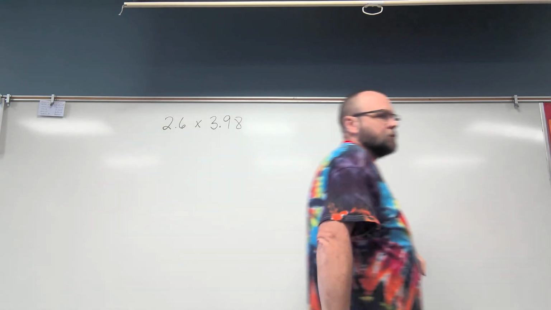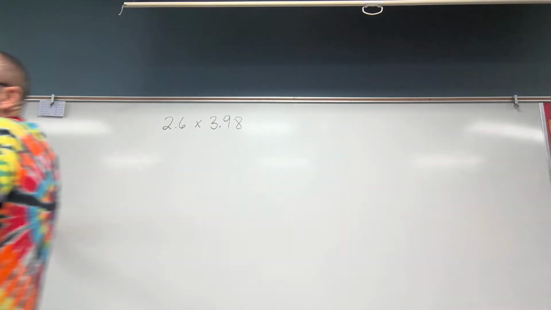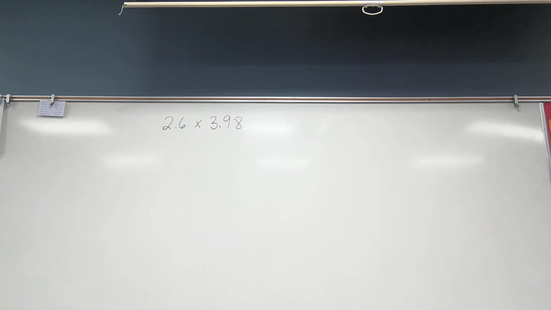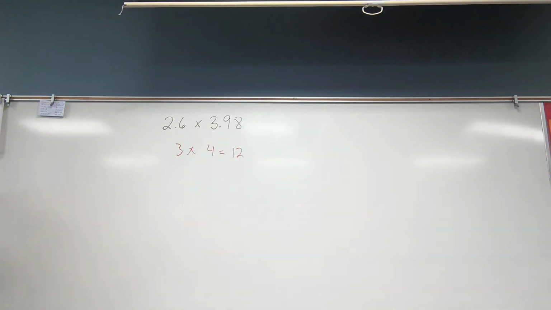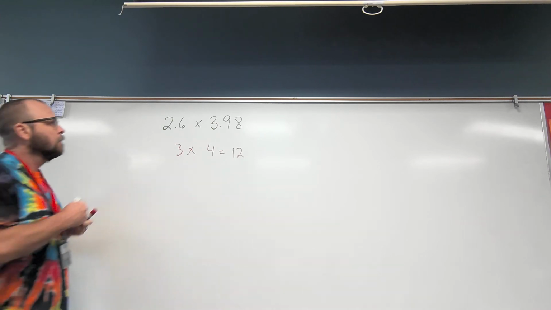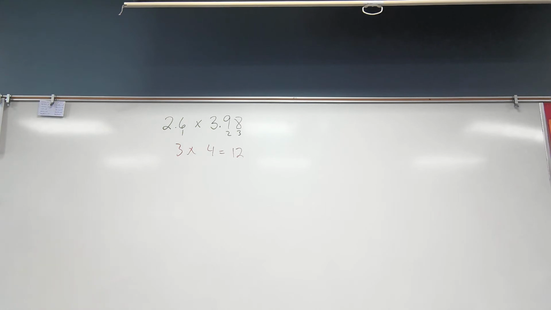Oh, let's see. 2 6/10 times 3 and 98 hundredths. What do you want to make 2 6/10 to? Somebody, anybody, tell me. 3 times, what do you want to do with 3 and 98 hundredths? 12. So 3 times 4 is 12. My answer needs to be somewhere near 12. Allie, how many numbers are going to be behind my decimal point in my final product? 3, because I have 3 numbers behind my decimal point in the actual problem.